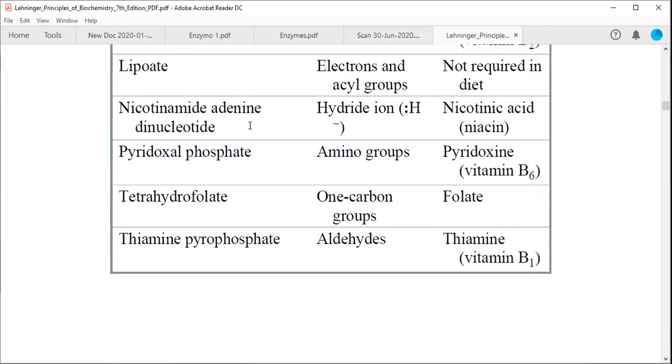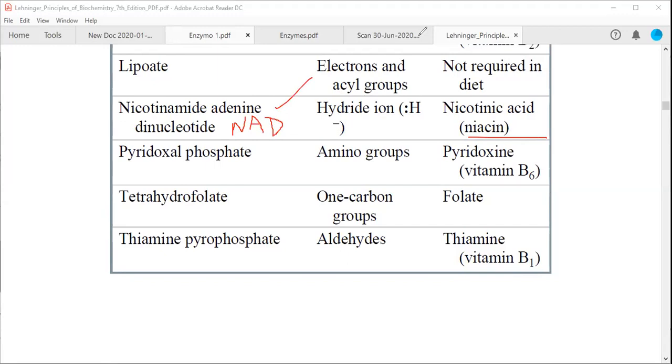Then there is nicotinamide adenine dinucleotide that is called NAD. So this you should remember. This is very, very important. This NAD, nicotinamide adenine dinucleotide, is required for hydride ion transfer. So these H negative ions are transferred by this nicotinamide adenine dinucleotide. And from where we are actually getting this? From the niacin. And what is the niacin?